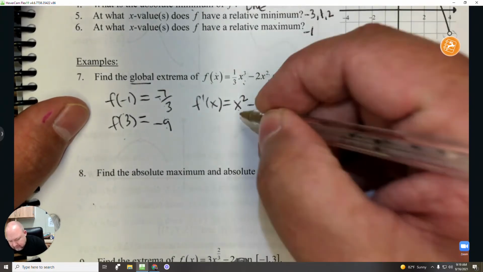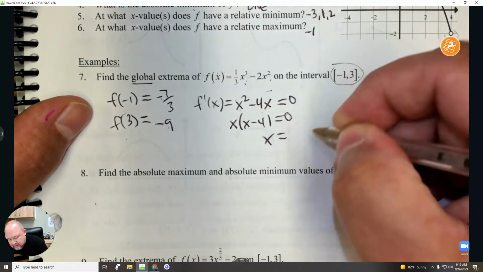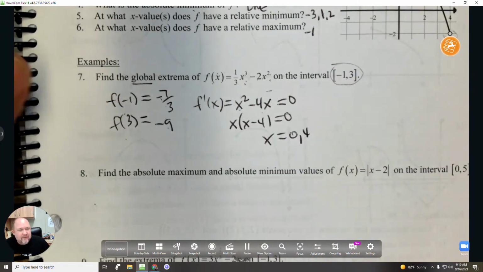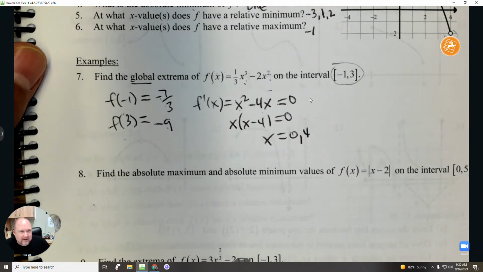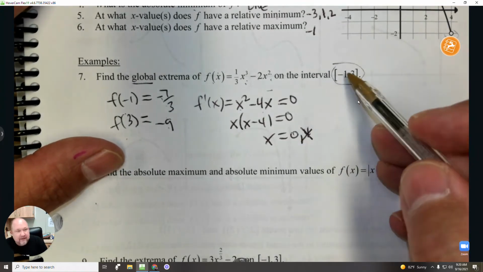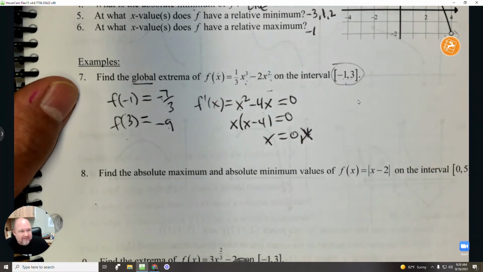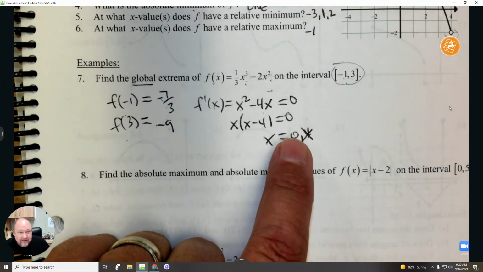Make it equal to 0. We're going to factor out an x and then solve it. So one answer is 0 and the other answer is 4. But if I look carefully at the domain restriction, I have to cross out 4 because it's not between -1 and 3. So the critical value that I'm going to find is 0.